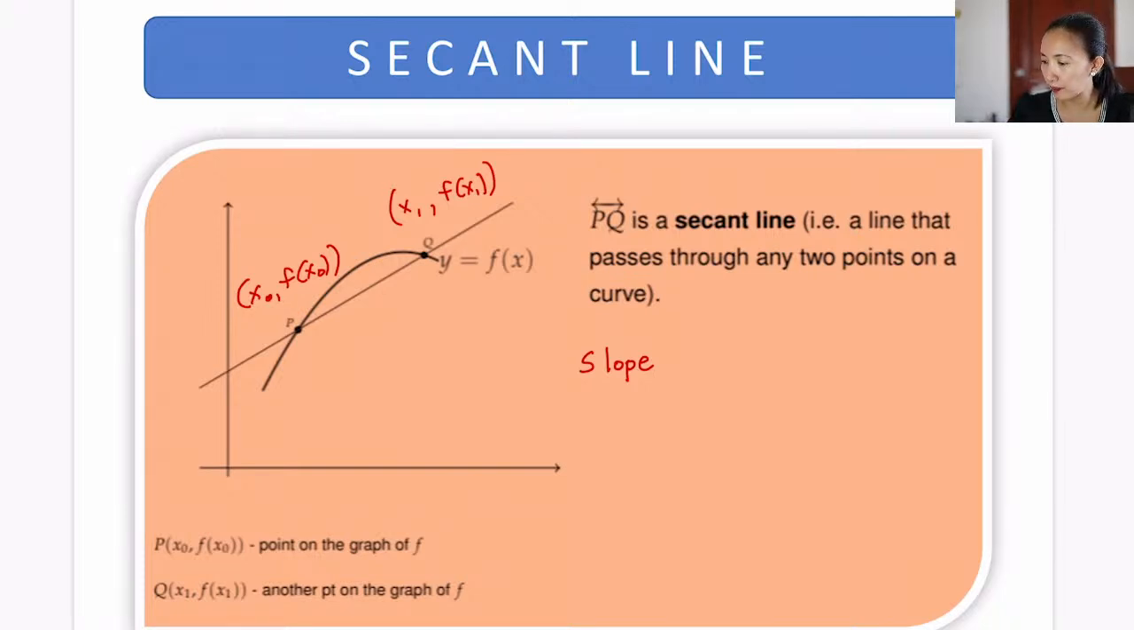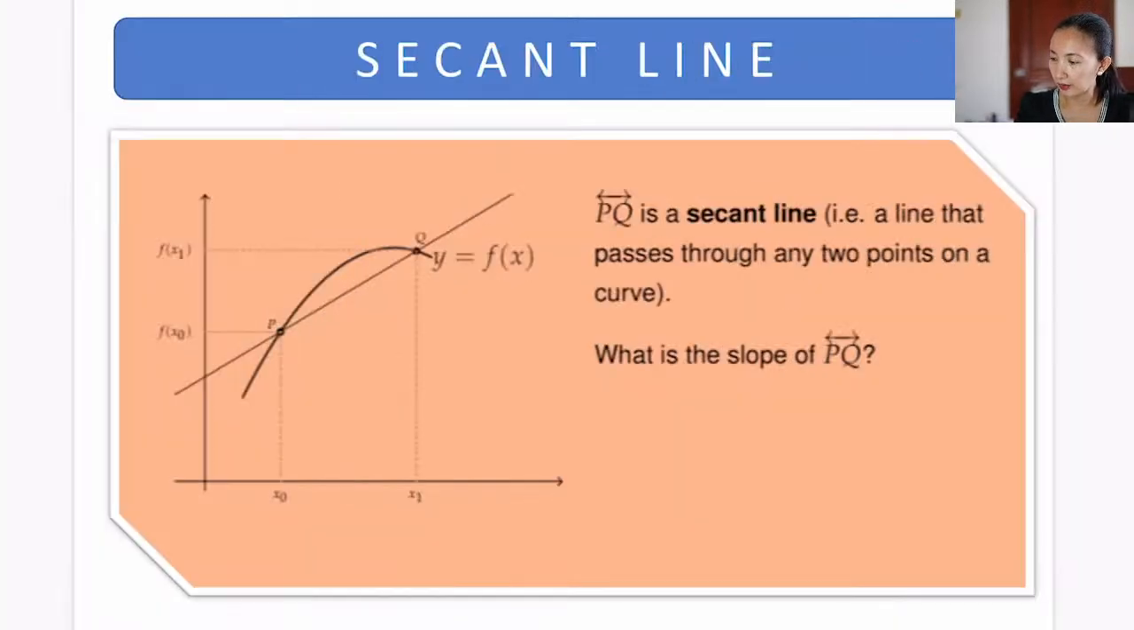So the slope of PQ then is equal to slope. How do we denote slope? We make use of m, to symbolize or to represent slope. The slope of the secant line PQ, what will it be, using these 2 points on the line, which are also points on the curve? Let's make use of the next slide.